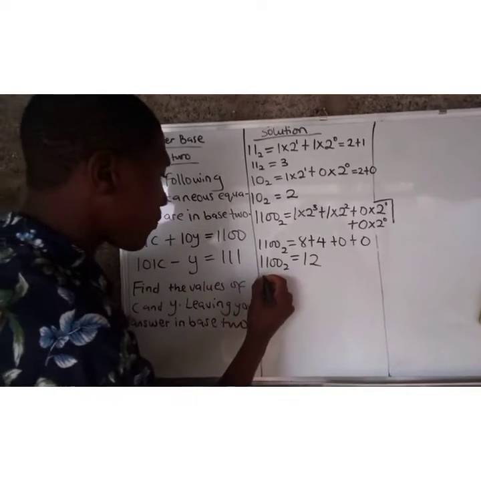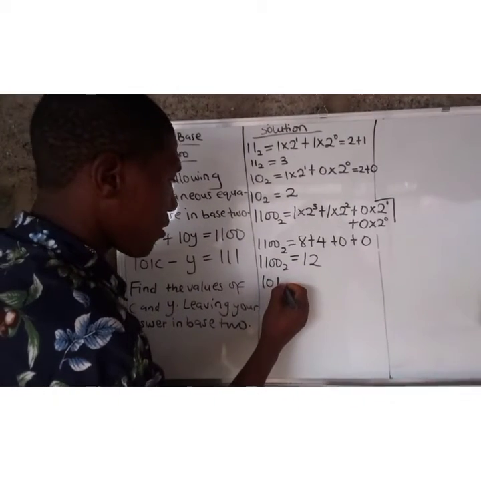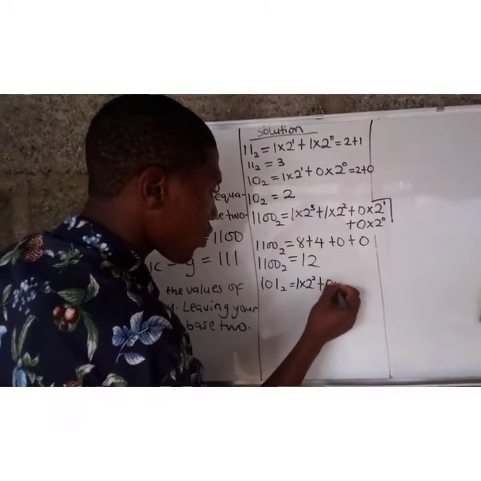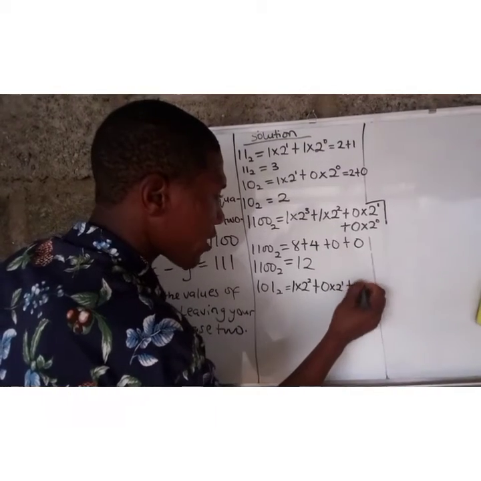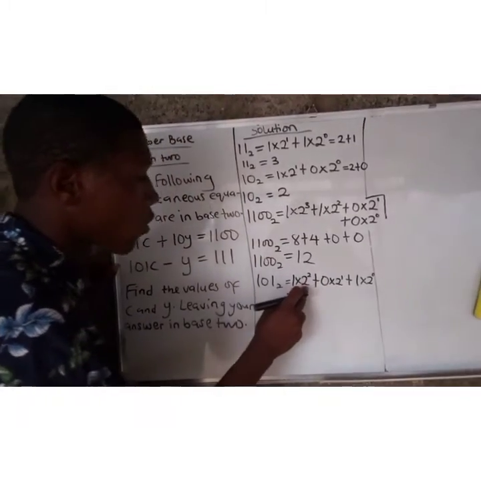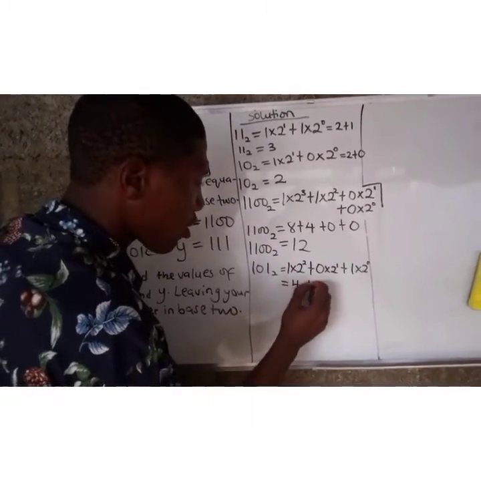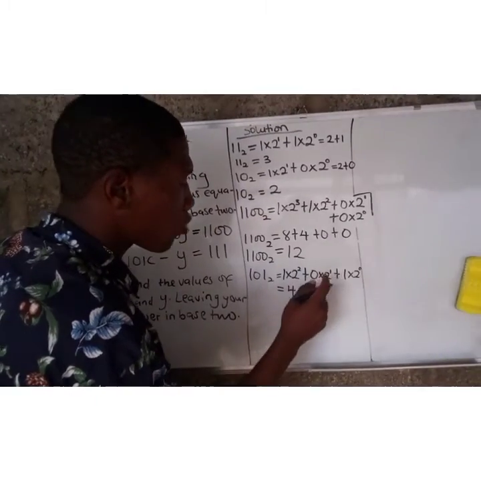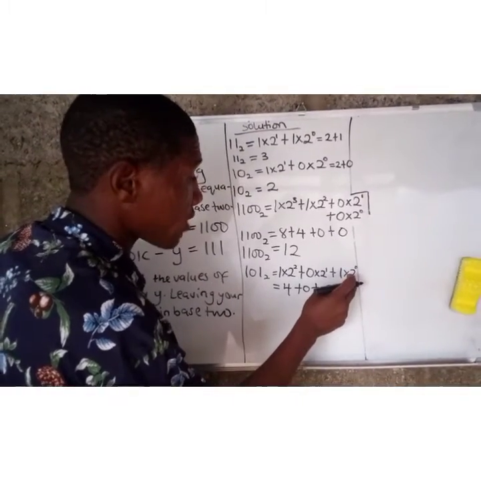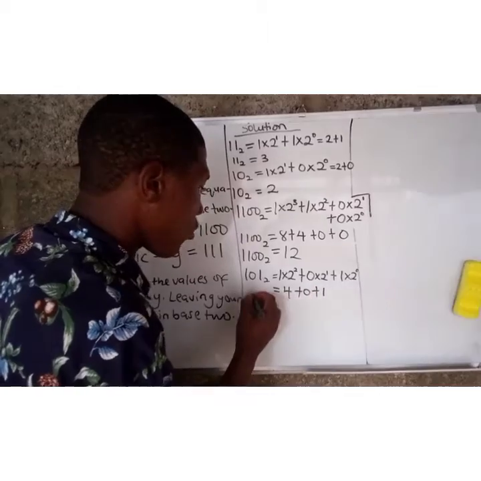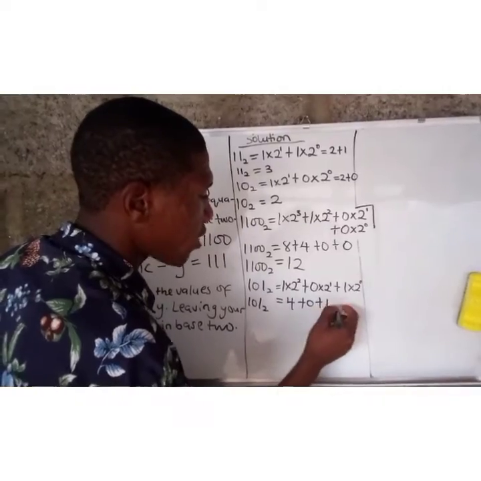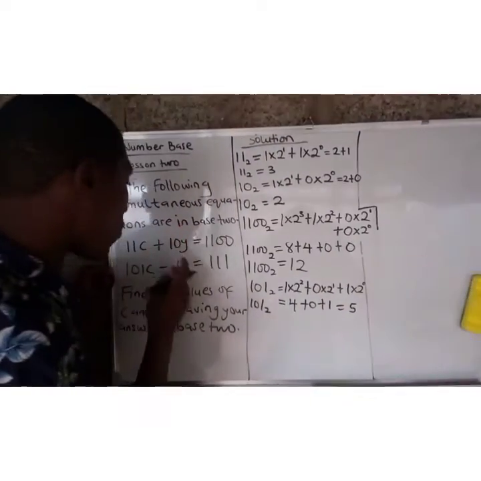And then we move to 101 in base 2, which is equal to 1 times 2 raised to power 2 plus 0 times 2 raised to power 1 plus 1 times 2 raised to power 0. This is equal to 2 raised to power 2 is the same thing as 2 times 2, which is 4. 4 times 1 is 4. Plus 2 raised to power 1 is 2, 2 times 0 is 0. Plus 2 raised to power 0 is 1. Like I said before, anything raised to power 0 is 1. 1 times 1 will give me 1. So we can say that 101 in base 2 is equal to 4 plus 0 plus 1, which is equal to 5.